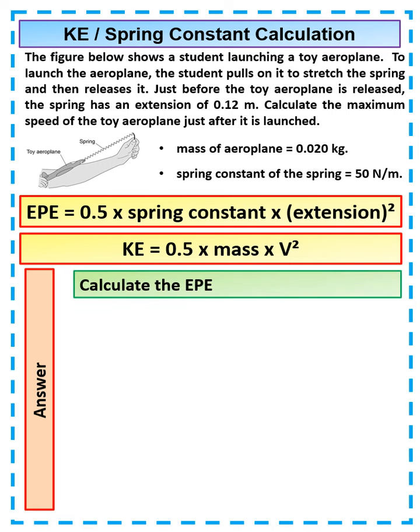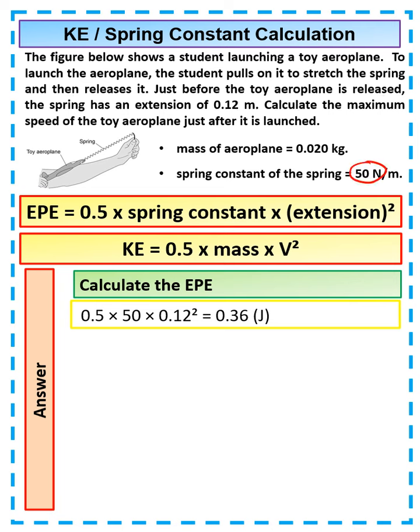So the first thing that we're going to do is calculate the elastic potential energy. So we can do this because we've got 0.5 times the spring constant, which is 50, then times that by the extension squared, so we've got 0.12 squared. So that would give us an elastic potential energy of 0.36 joules.